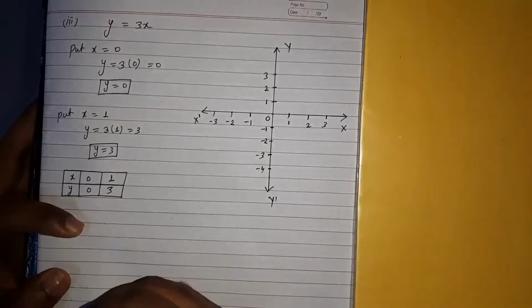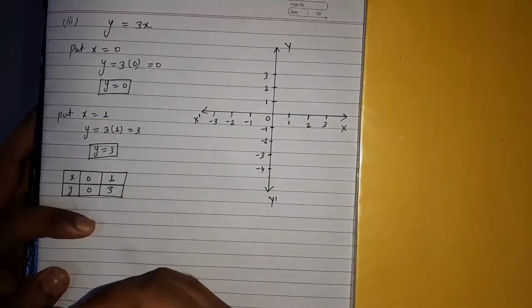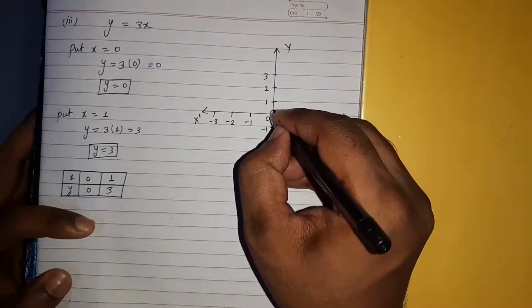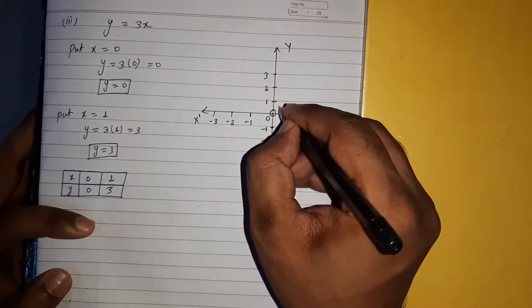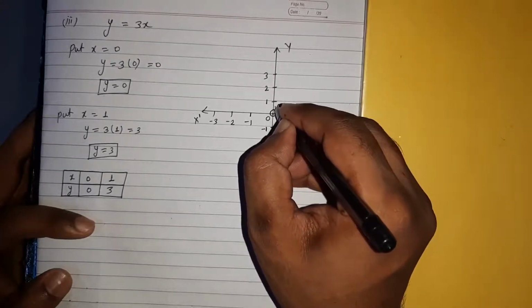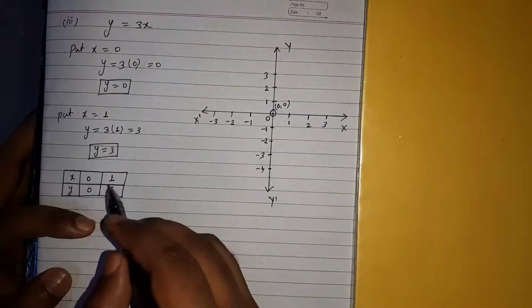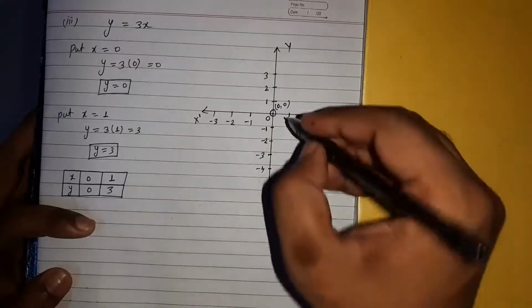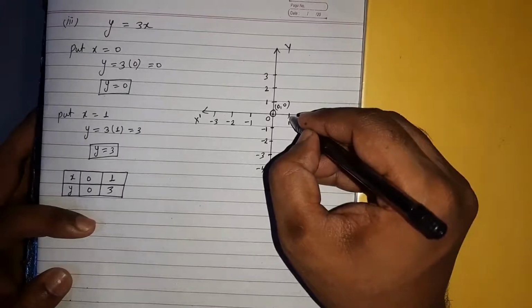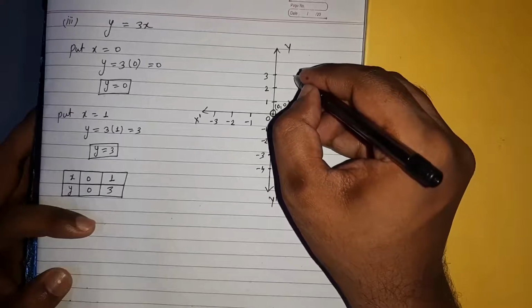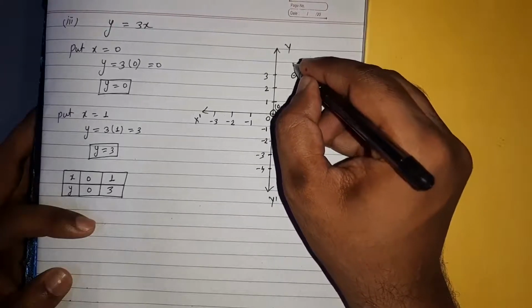The first coordinate is 0 comma 0. So it will lie at the origin. So this coordinate is 0 comma 0. This is the first solution. The second solution is x is equal to 1 and y is equal to 3. x is equal to 1 here and y is equal to 3. So the second point will lie here, 1 comma 3.